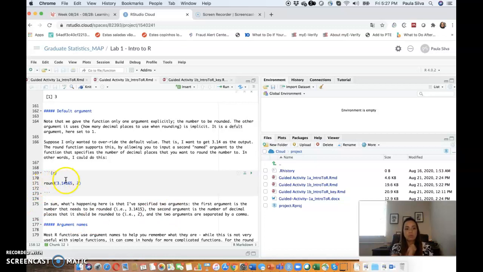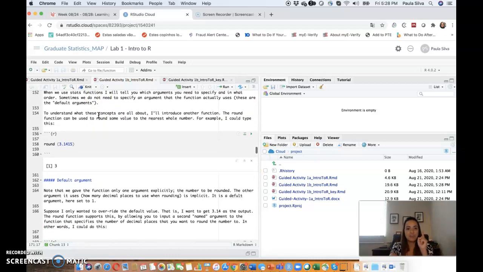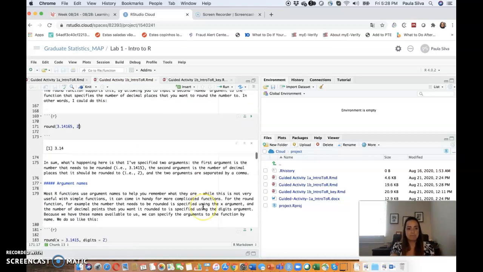Round 3.1416, and the second input is 2, which means keep only two decimal places. And there you go. If you change to 1 decimal place, it does this. If you change to 0, it does this. So I guess the default value, that was my mistake there. Default value is 0, actually. Okay, let's go back to 2. Here it is, 3.14.